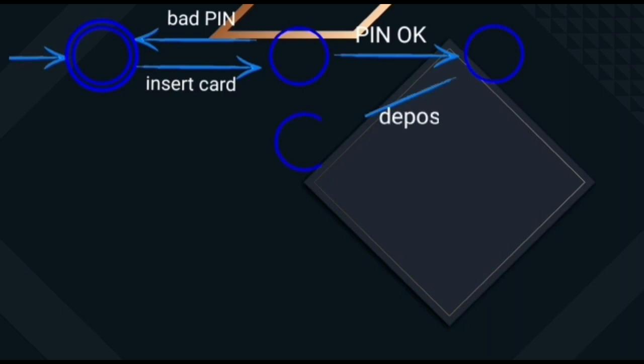Then we have to select the deposit option. Once the deposit option is selected, it will enter into our account and we have to insert money that has to be deposited into our account. Then the card has to be taken out from the ATM machine.